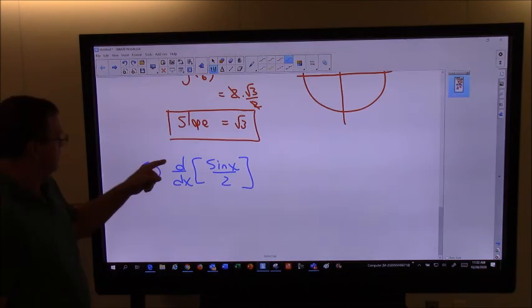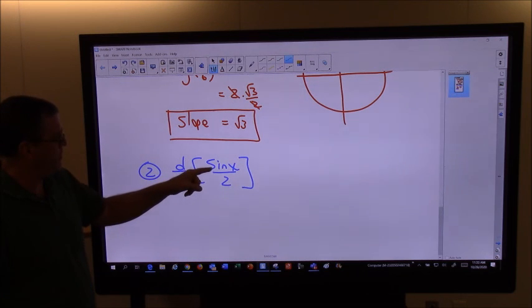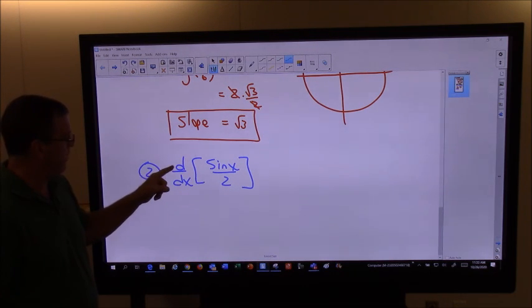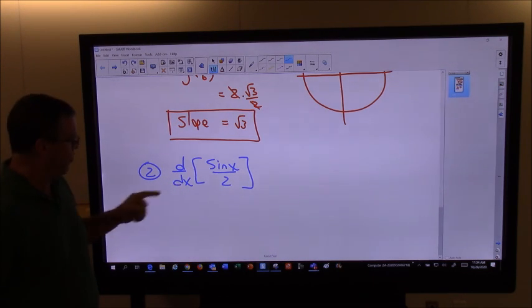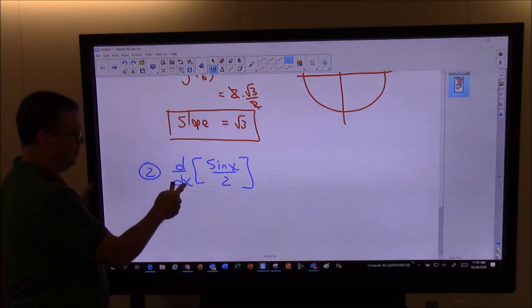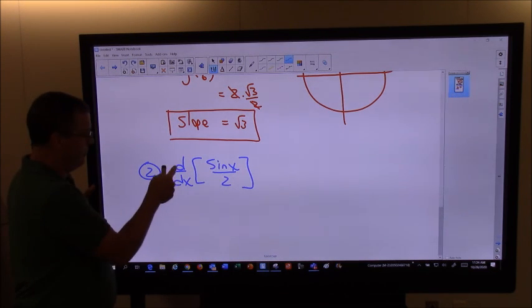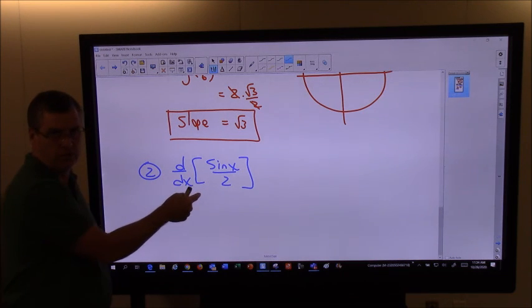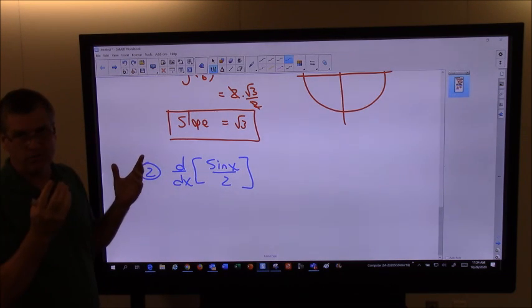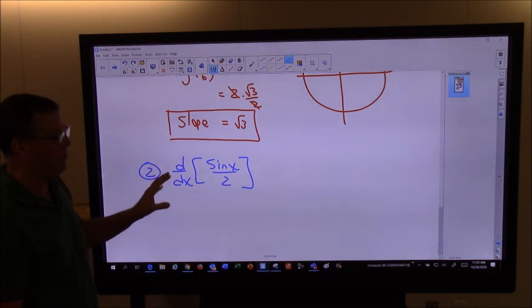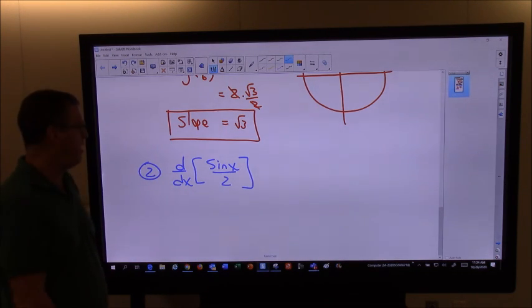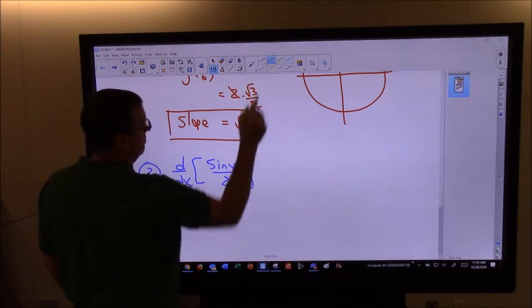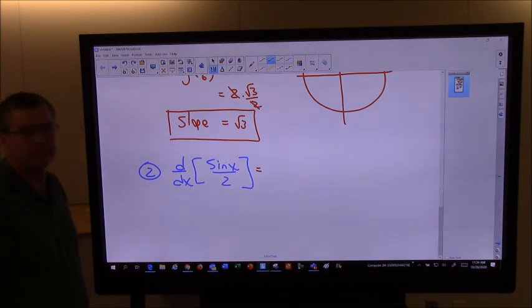Let's try another one. d over dx of the sine of x over 2. That means find the derivative of the sine of x over 2 with respect to x. For right now, we want this variable to always match what we're using here. If I said find d over dx of sine of t over 2, we'd go, oh boy, I can't do that. The variables don't match. We're going to have to deal with that later, but for right now, that's not going to happen. Okay? You guys try it.